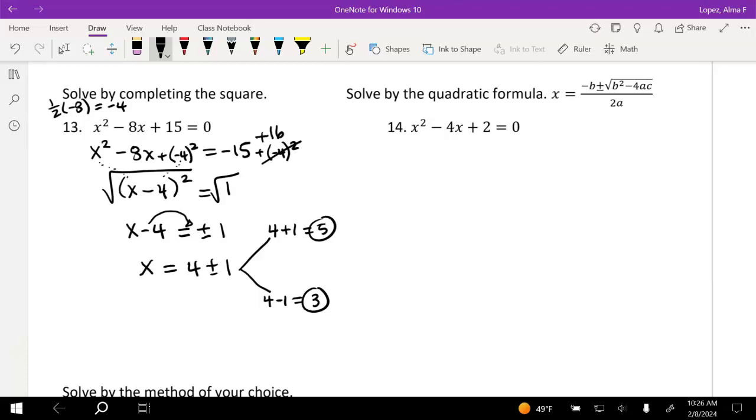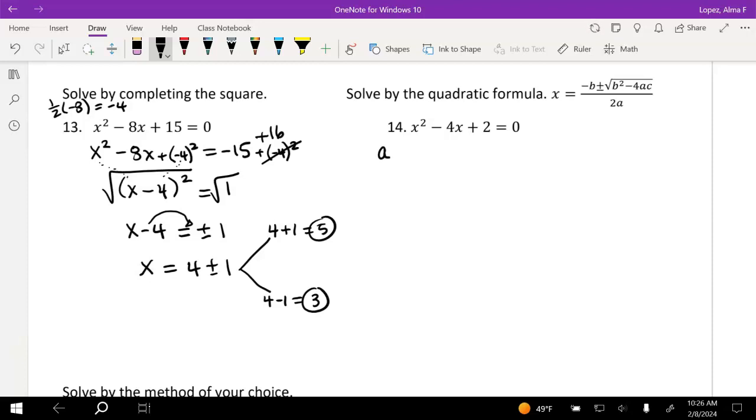Let's look at number 14. On this one, it says to solve by the quadratic formula, and that's exactly where the quadratic formula is going to be on your exam. So start off by making sure that the quadratic you're working with is in standard form. Everything on one side and set equal to 0.